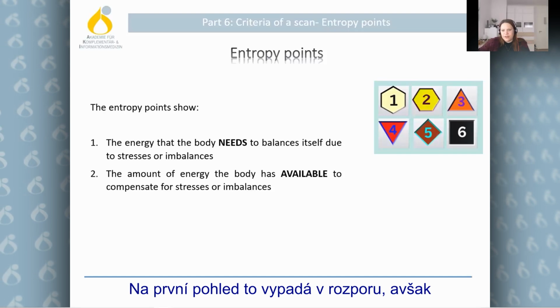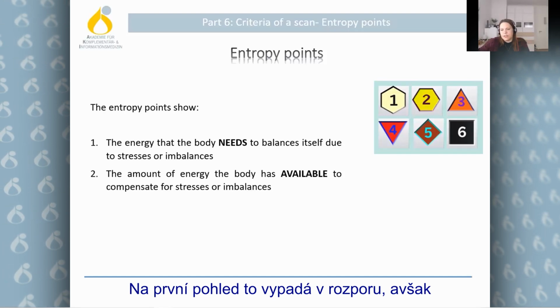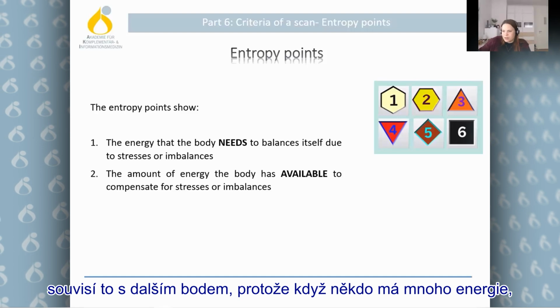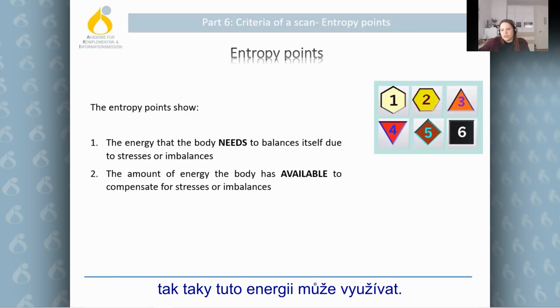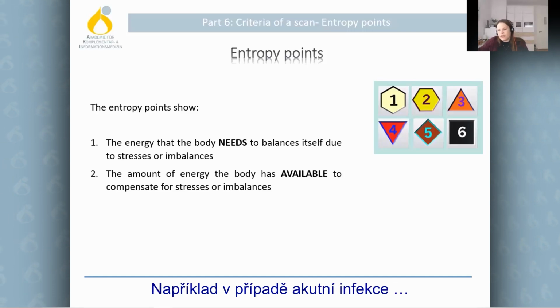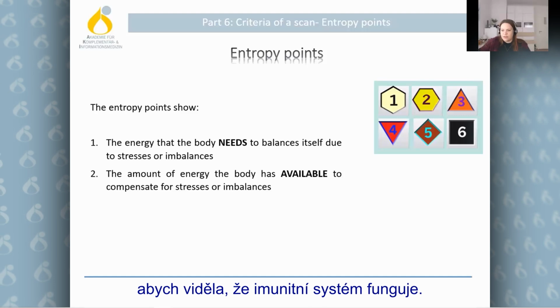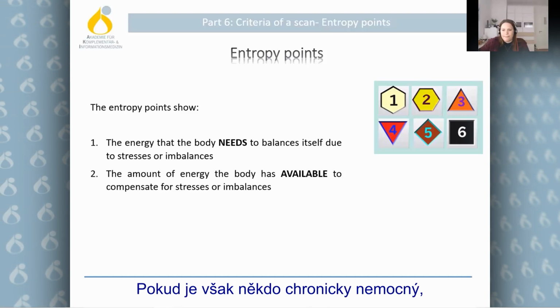This first part seems contradictory, but it's related to the second point, because if someone has a lot of energy, they can also use this energy. For example, when they have an acute infection. When the patient has an acute infection, I want to see entropy points like 5 and 6 to see that the immune system is working.